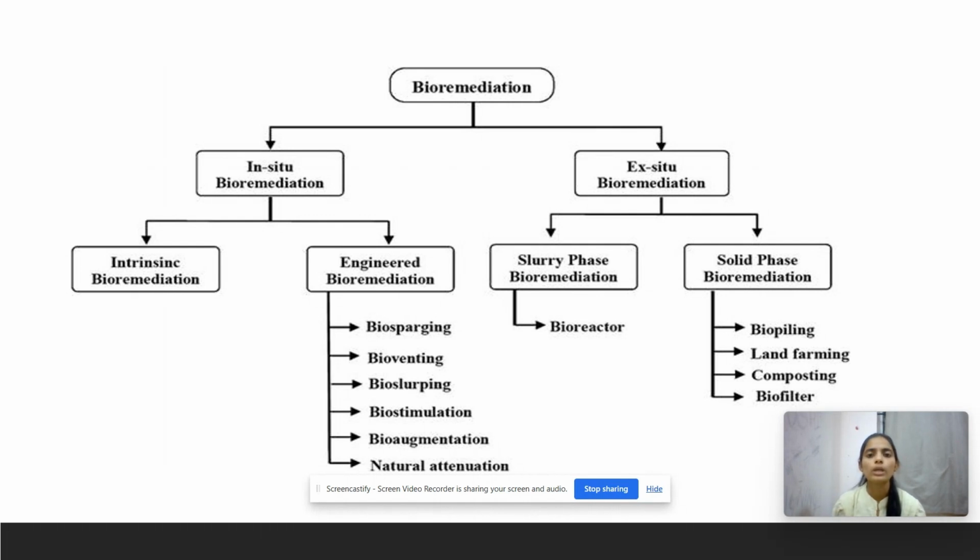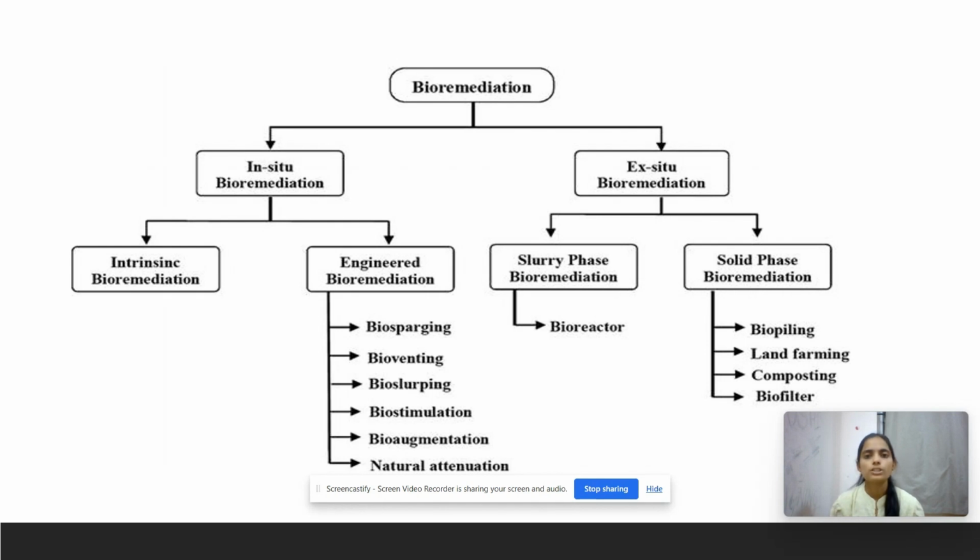Now we are going to see about two types of bioremediation: in situ bioremediation and ex situ bioremediation. In situ bioremediation is in place remediation, meaning contaminants are cleaned at the place. Ex situ bioremediation is when contaminants are excavated and cleaned at some other site. In situ bioremediation is of two types. Intrinsic bioremediation is a natural cleanup process. In engineered bioremediation, these are the types present.